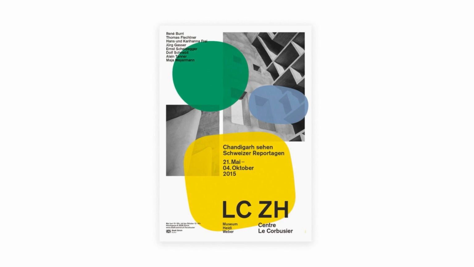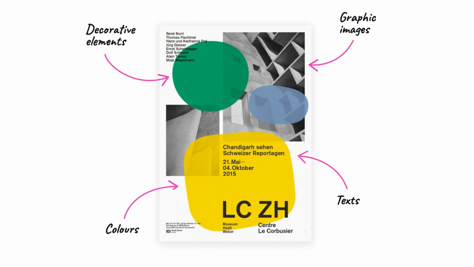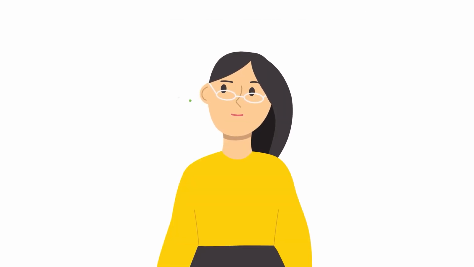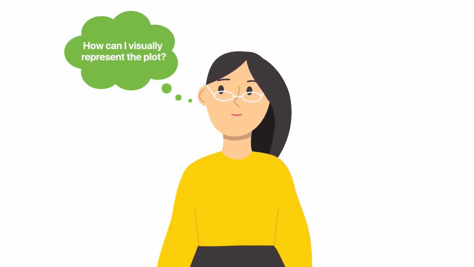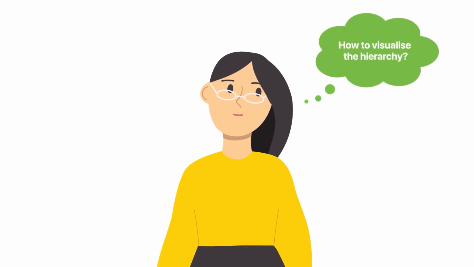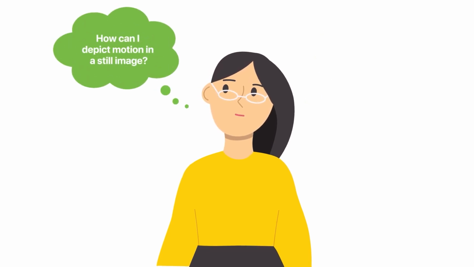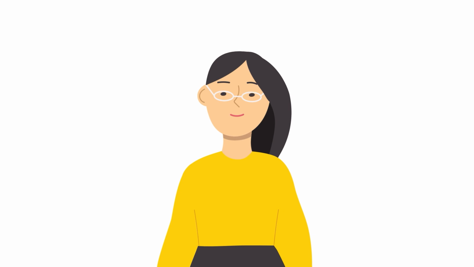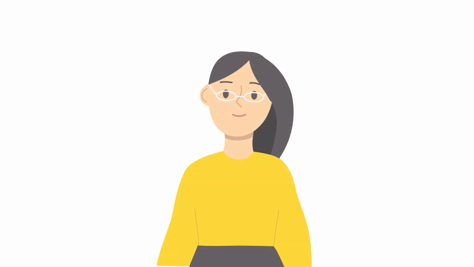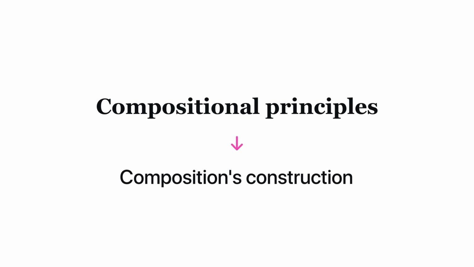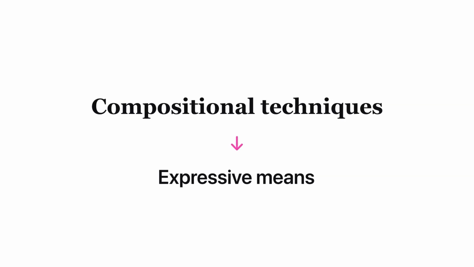So, when creating a composition, you utilize texts, graphic images, decorative elements, and colors to express particular ideas and emotions. However, how can you ensure that the audience comprehends and senses the composition's plot? How can you emphasize one plot element over another? How can you convey motion in a static image? To achieve these goals, designers employ specific compositional principles and techniques. Compositional principles pertain to the composition's type and approach to construction, while techniques are known as expressive means of composition. We'll delve into how they operate soon.